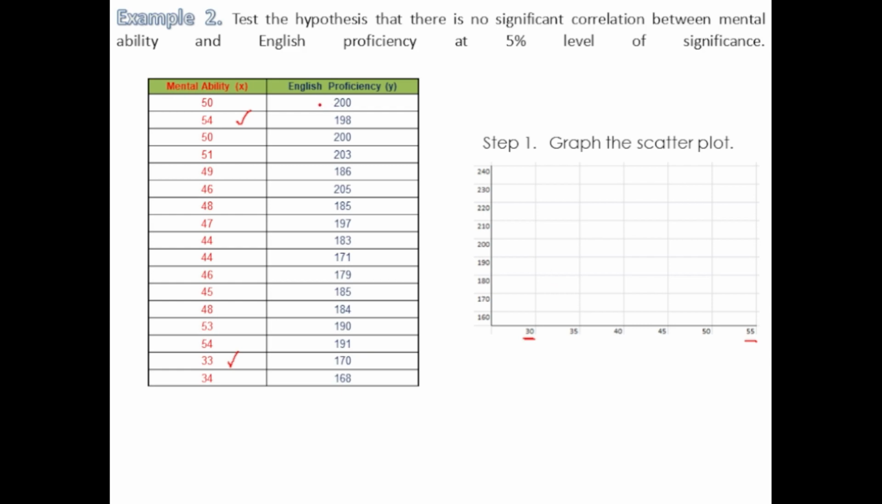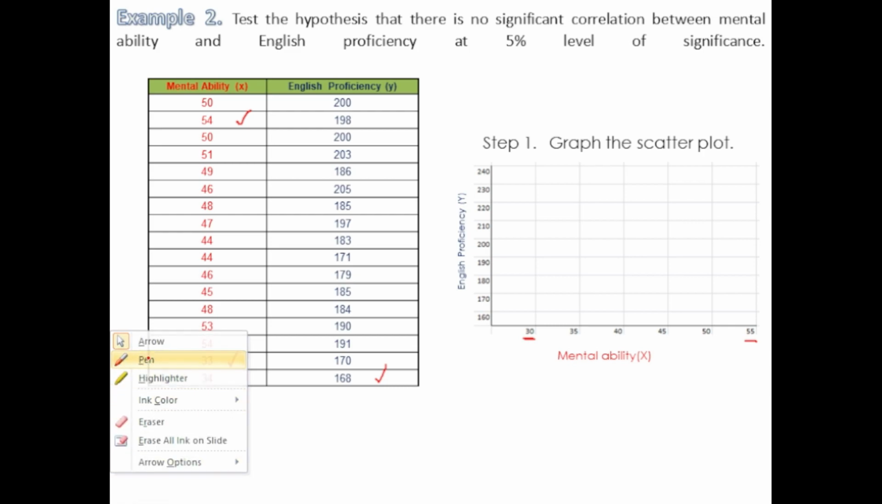Next, for English proficiency, the smallest is 168, but I used 160. Then it is 10 units per unit on our vertical line. So this is our English proficiency, and our X is mental ability. Next, what is the biggest number? According to this, 205 is the biggest number, and I used 240.